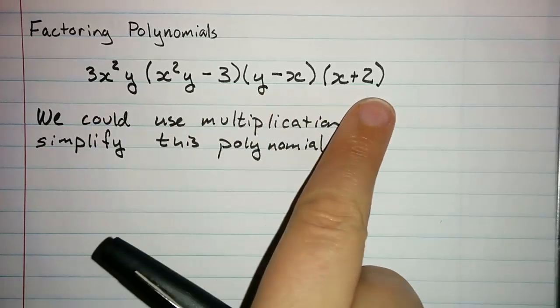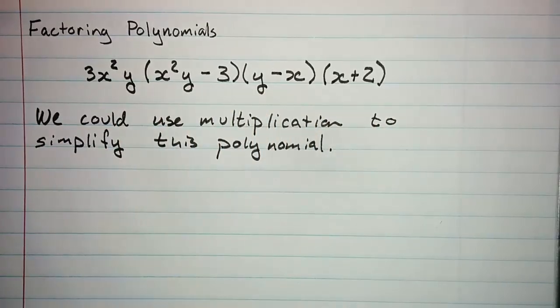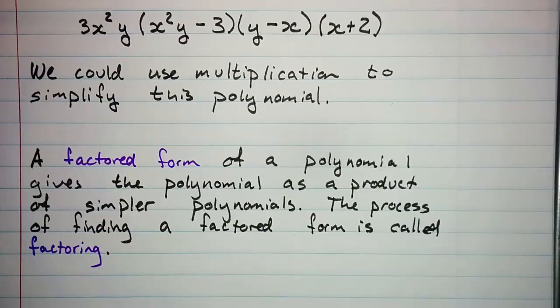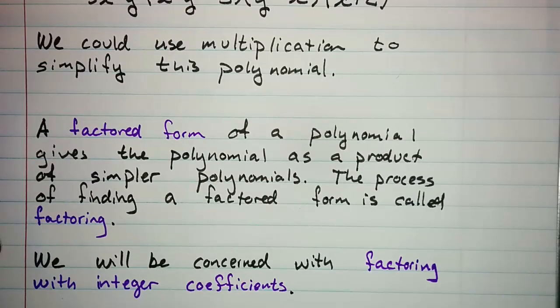This form is called a factored form, and writing a polynomial in a form like this is called factoring. We're going to be primarily concerned with writing factors in which all of the coefficients are integers. That is, we're going to be concerned with factoring with integer coefficients. Very occasionally, we'll work with something that has fractional coefficients, and we'll talk about that when the time comes.